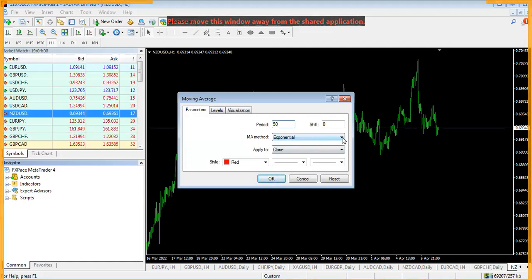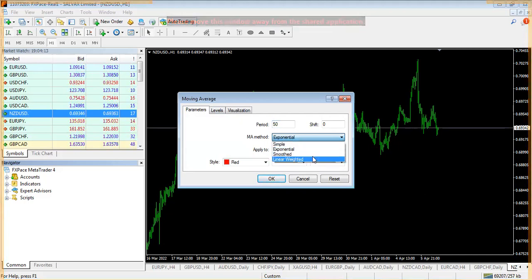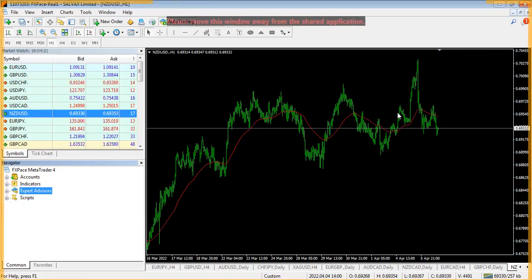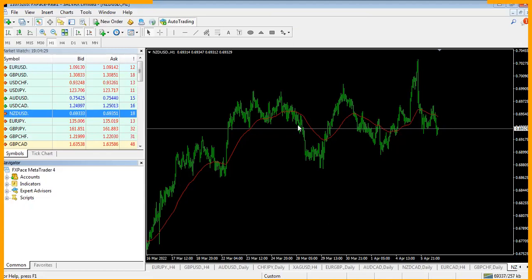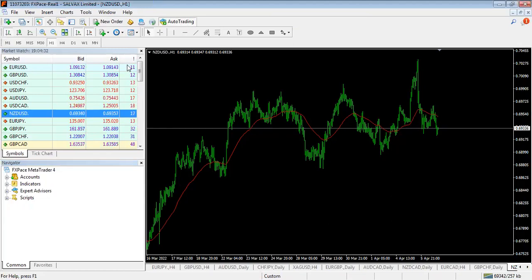Then here, the moving average method. I told us about four types of moving average. You can see linear weighted, I think I only mentioned weighted. Then exponential moving average. You can see how it's following the market. Let me still do something. If you look here, there's a tool. You can still use this tool to bring in the moving average.